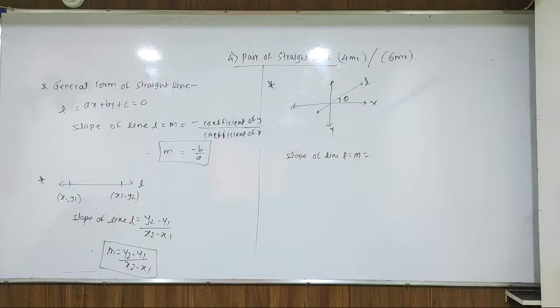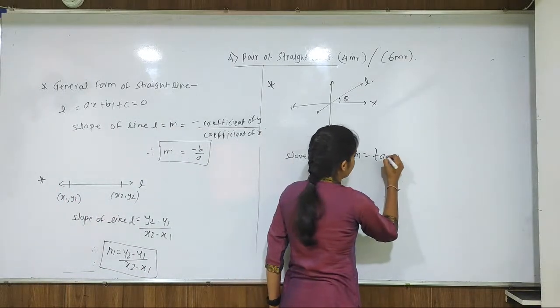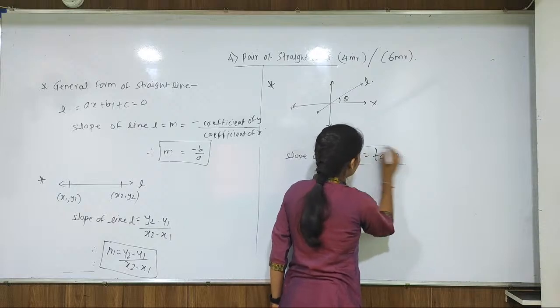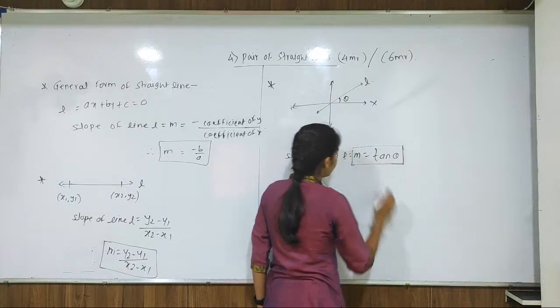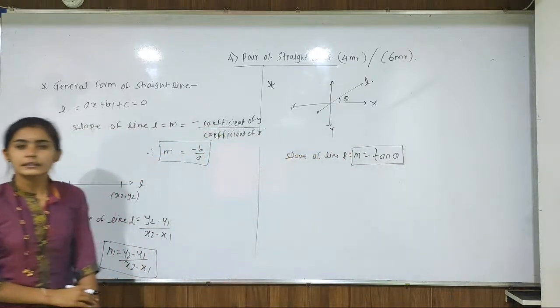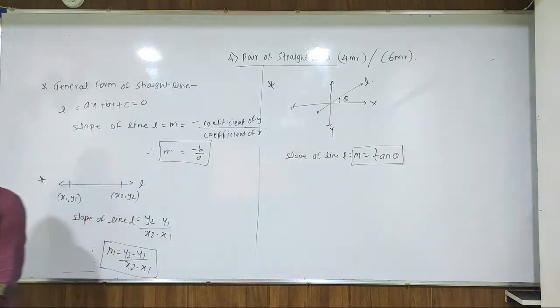If we have coordinate axis and a straight line passes through the origin, then we have to find the slope. Theta. Then how will we find it? M is equals to tan theta. Then the slope of that line is equals to m is equal to tan theta.